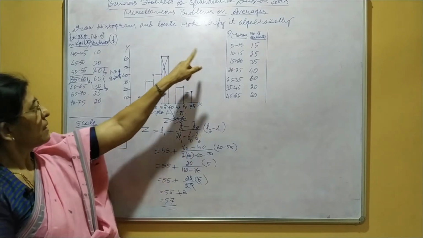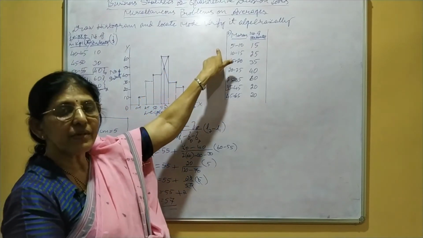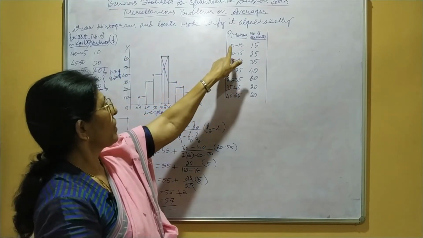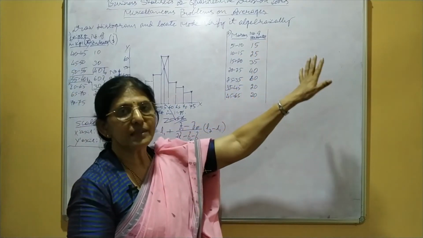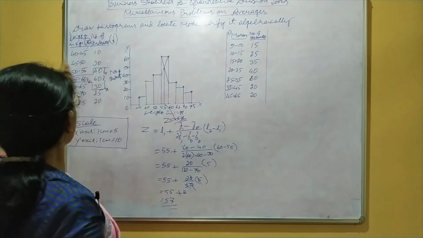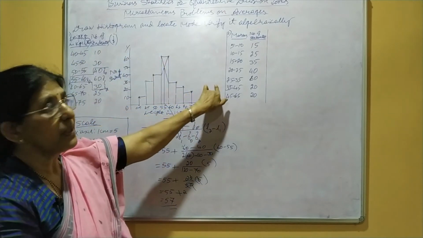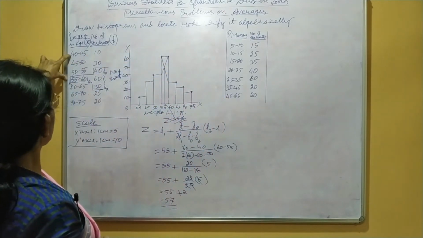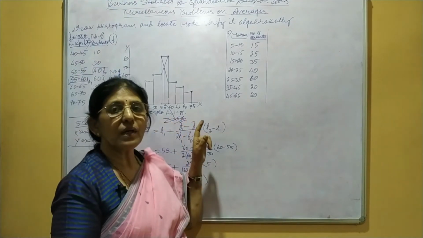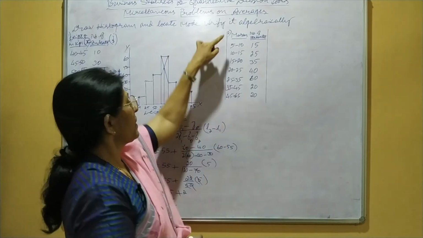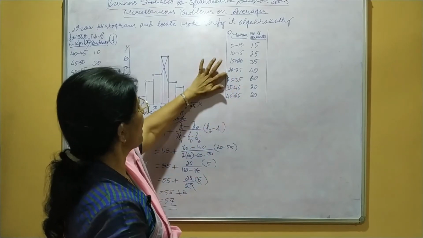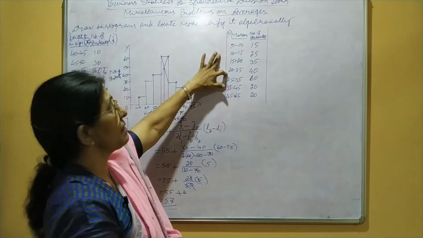Now take a second problem. Even for this you have to draw a histogram, locate the mode, and verify it algebraically. Now if you observe, there is a difference between this problem and the first one. In the first problem, the class interval from the first class to the last class is the same. But here, 5 to 10, 10 to 15, 15 to 20, 20 to 25, up to this the class interval is 5.